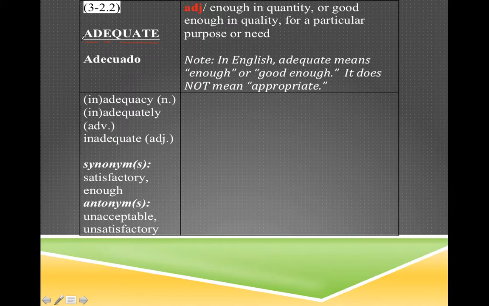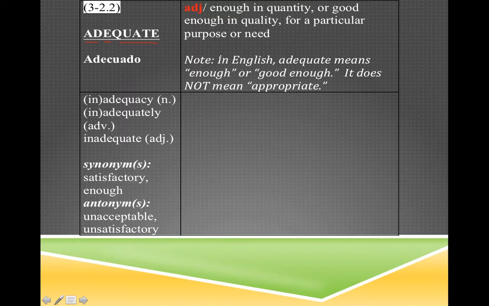So the accent is placed on the first syllable. Adequate. Adequate. Which syllable is the accent placed? First one. You got it. In Spanish, it's adecuado. What part of speech are we using adequate? It's an adjective. Great job.